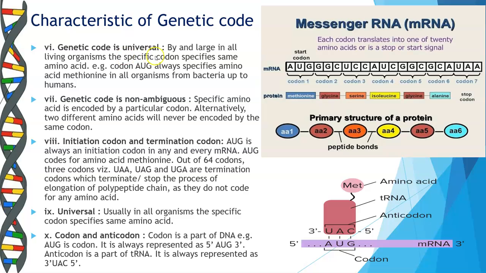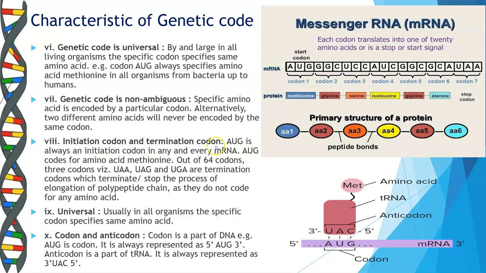Students, the genetic code is universal. By and large, in all living organisms, a specific codon specifies the same amino acid. For example, codon AUG always specifies the amino acid methionine in all organisms from bacteria up to humans. The genetic code is non-ambiguous. A specific amino acid is encoded by a particular codon. Two different amino acids will never be encoded by the same codon, which means that one codon will never code for more than one amino acid.